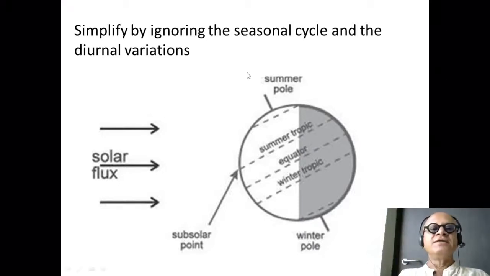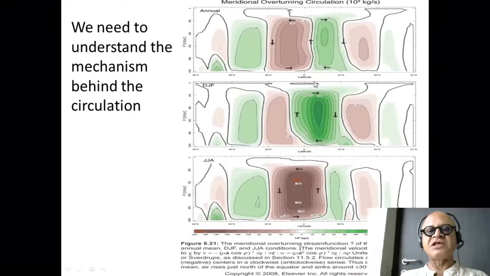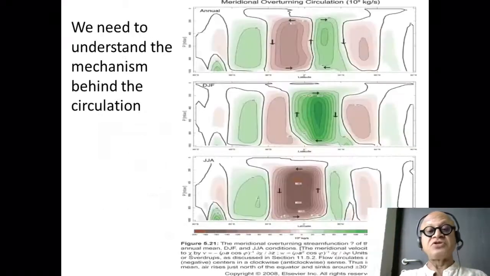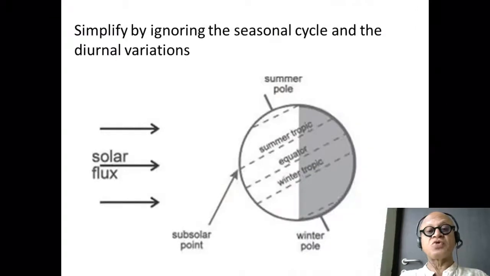Okay. So, simplifying by ignoring seasonal cycle and the diurnal variations. I already mentioned the seasonal cycle here, but most of the energy arguments we will make for the general circulation will ignore the seasonal cycle, which obviously is important, but it just modulates the general circulation by doing this. So, Hadley cells are always there, but they are modulated by the seasonal cycle. Okay, so it's easier to ignore it.